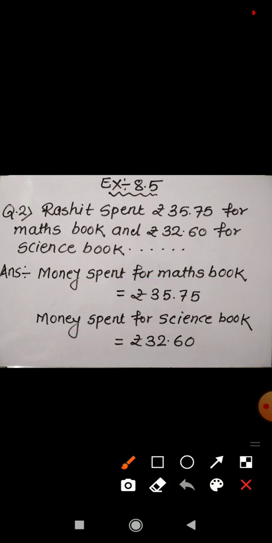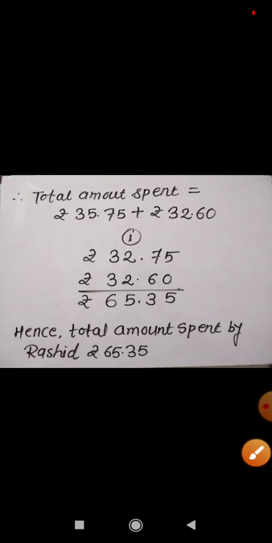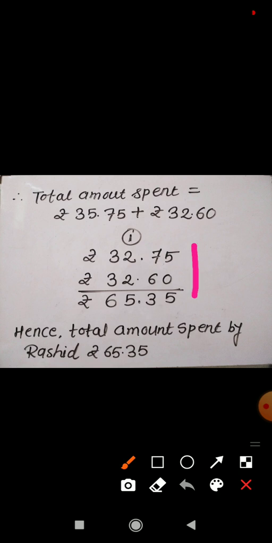And we are asked to find out total amount spent by Rashid. See, the word total comes here. So what we have to do to find out the total amount? To find out the total amount, here we have to add the given two amounts, right? So children, here you can see I have added both the amounts. The addition is very simple and the answer comes 65 rupees 35 paise. It means total amount spent by Rashid is 65 rupees 35 paise.